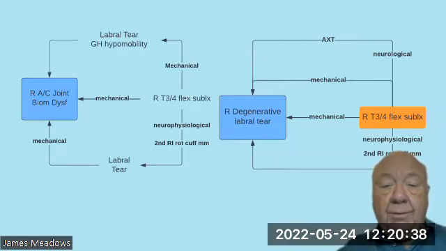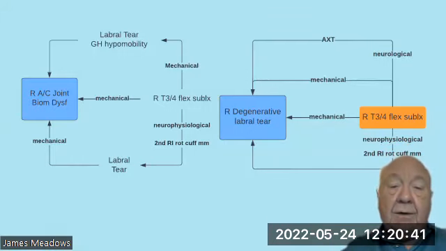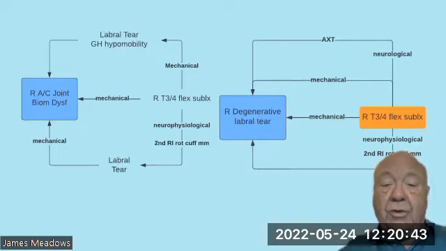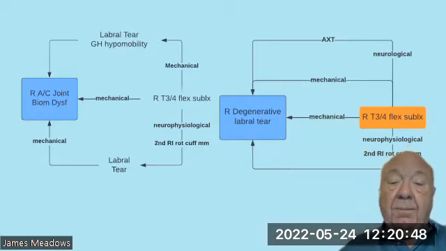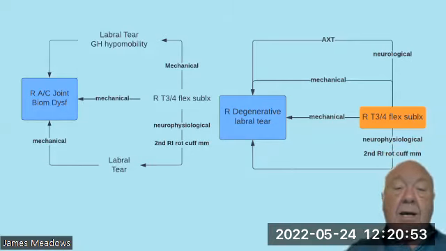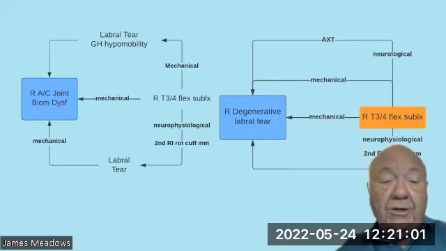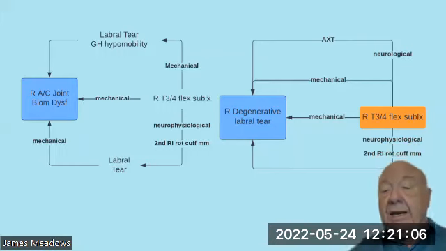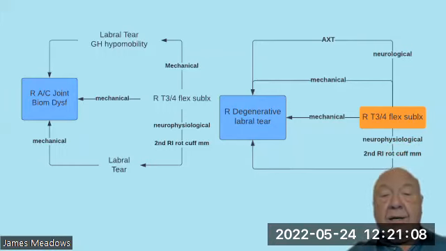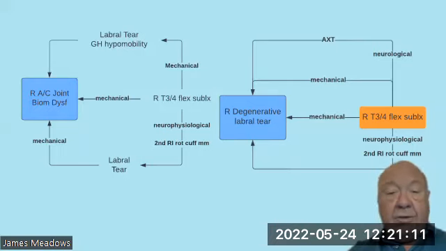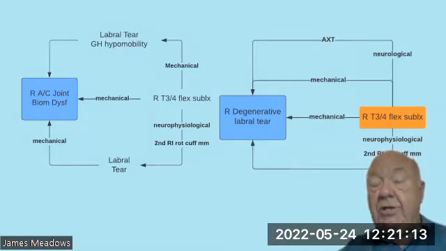If we come down that chart, you'll see it's neurophysiological. We see secondary reflex inhibition of one or more of the rotator cuff. This leads to a loss of dynamic stability of the shoulder, which in turn leads to a labral tear, which then causes, as a mechanical effect by blocking glenohumeral mobility to full range in elevation, and again the AC joint takes the beating. On the other diagram, we're looking at a degenerative labral tear now. We start the same way, T3-4 flexion subluxation in this case.